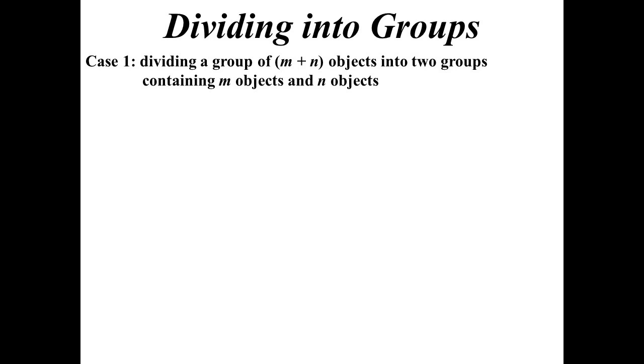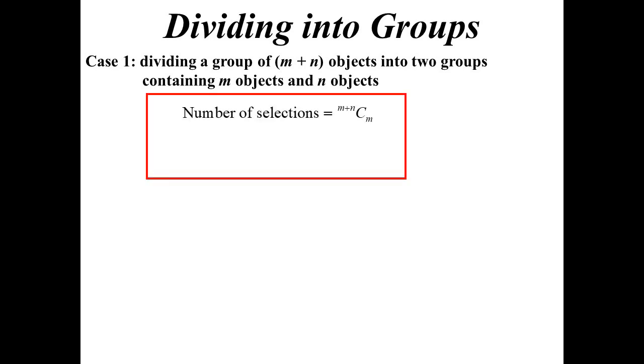A little bit about when we divide into groups. So dividing objects into groups. We're going to divide a group of m plus n objects. We've got m plus n objects. We're going to divide them into 2 groups. One group m objects, one group n objects. So how do we split it into these 2 groups? If I work through it, I can actually make it easier for myself. Now technically it's this. M plus n is how many we have altogether. I want to choose m of them. So I get m plus n C m.